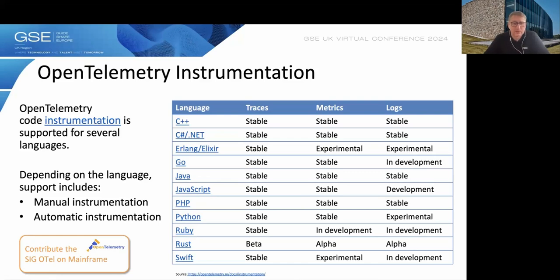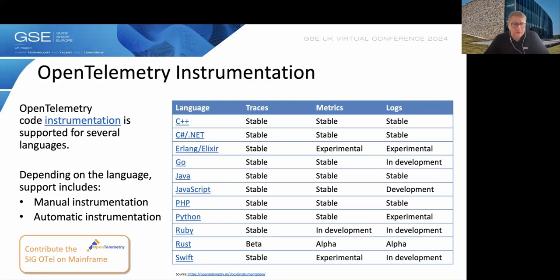There are 2 types of language instrumentation that are supported by OpenTelemetry. There's automatic instrumentation, and that allows you to just get telemetry data by configuring your runtime environment in a way so that you can get these telemetry data being exposed. And then there's manual instrumentation, which would imply that you have to change your code.